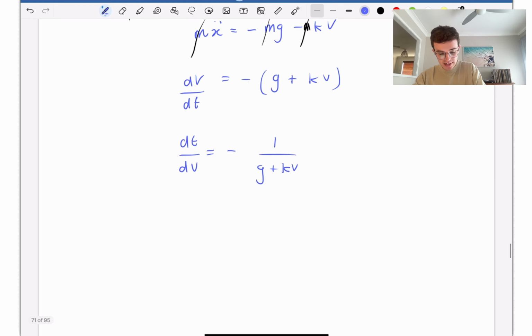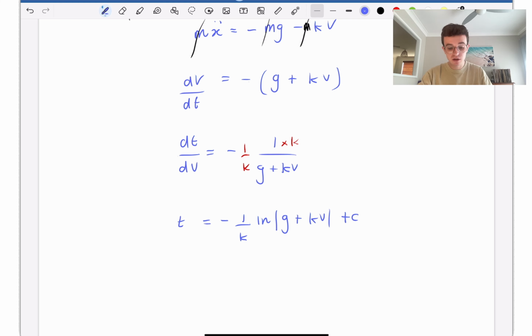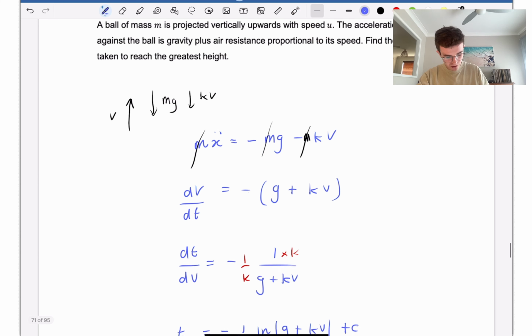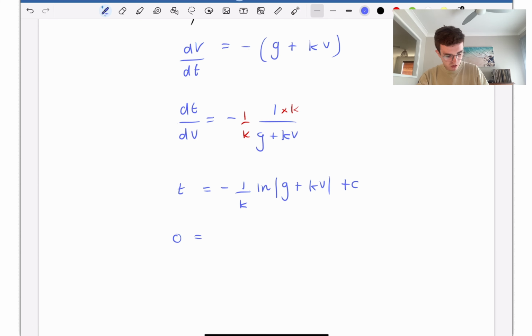Now to integrate this, in an ideal world, we want a times by k up here. So I'm going to have to put 1 over k here. Now we can integrate this. This is just minus 1 on k, ln of g plus kv plus c. Nice and easy. We're almost done. We just need to figure out this constant c and then evaluate. Now we know it initially has a speed of u. So when time is 0, its speed is u. So 0 is minus 1 on k, ln of g plus ku plus c, which means c is positive 1 on k, ln of g plus ku.